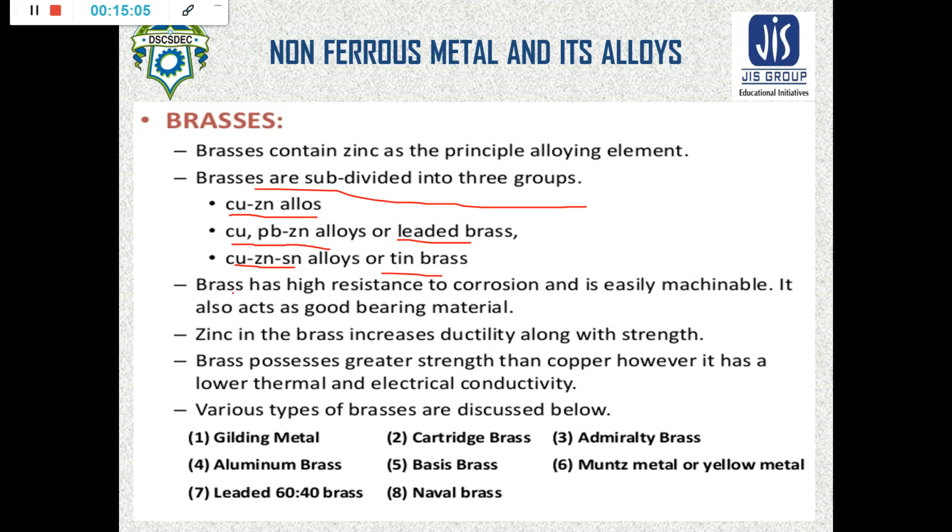So brass, what are the advantages? Brass has high resistance to corrosion and is easily machinable. It acts as a good bearing material. Secondly, zinc in the brass increases its ductility along with the strength, and brass possesses a greater strength than copper. However, it has lower thermal and electrical conductivity.